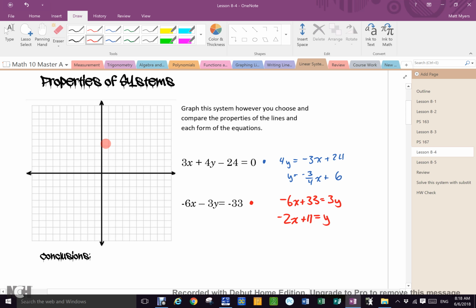1, 2, 3, 4, 5, 6, 7, 8, 9, 10, right? I should be right there, shouldn't I? But that's off the graph. But I know the slope is -2, don't I? So if I go down 2 and right 1, now I'm on the graph, aren't I? Everybody understand? Okay. Down 2, right 1, down 2, right 1, and so on.